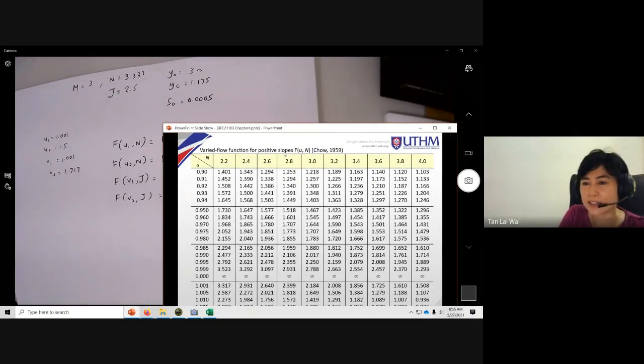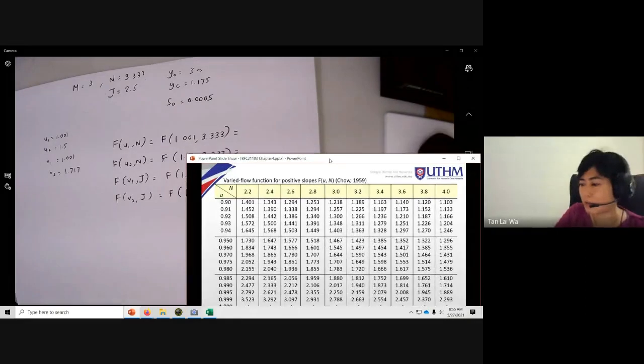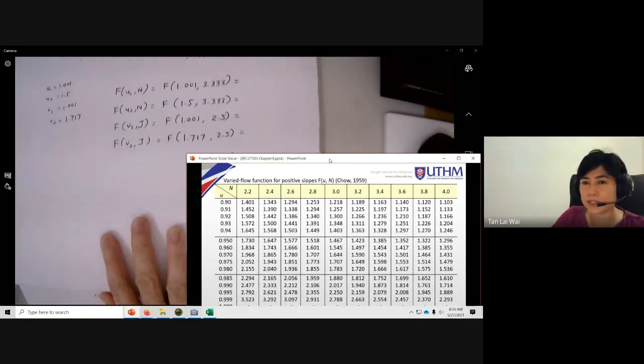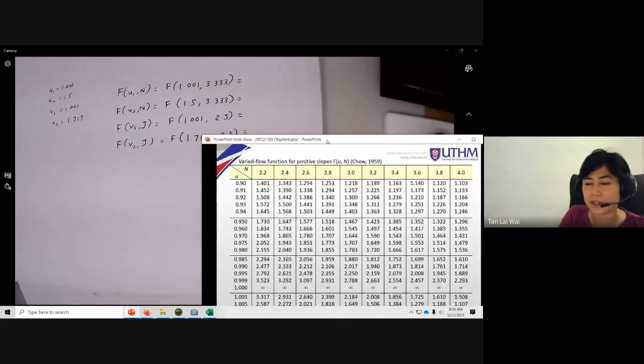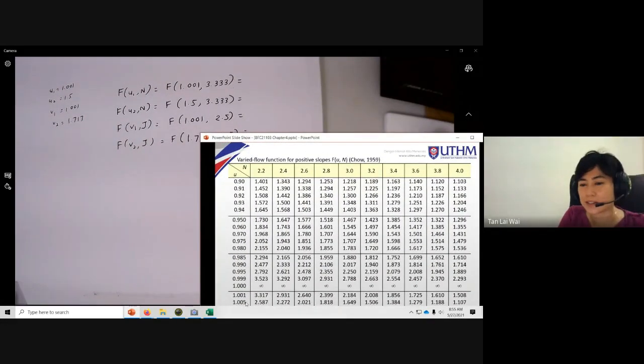Okay, this is a guide. Now I'm going to move this up here. So we are going to have here. Now look at this. If you look at the bottom line, the last two lines there, when U is 1.001, you need to find where is the value when N is 3.33.